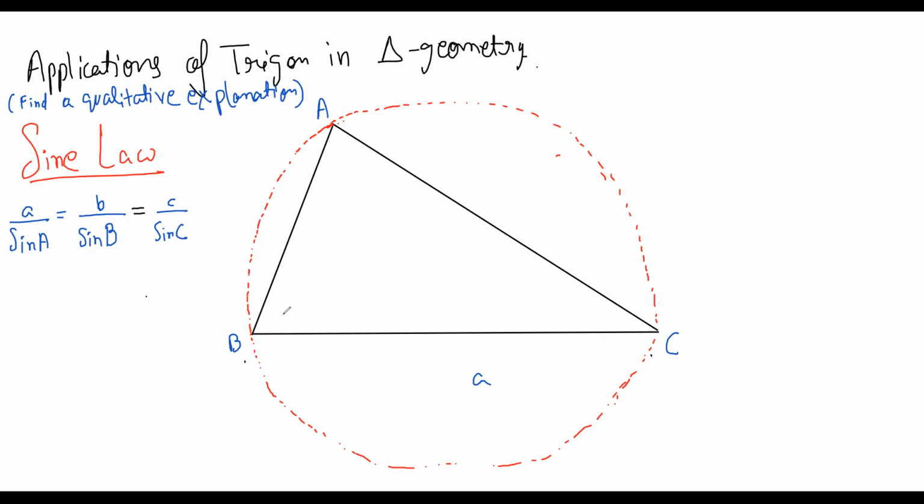Now, our goal is to find an interpretation for a by sine A. Finding the geometric interpretation of this is actually problem solving, going towards problem solving. These are not direct applications, but reverse thinking, inverse thinking. So a by sine A, we will try to find an interpretation for that.